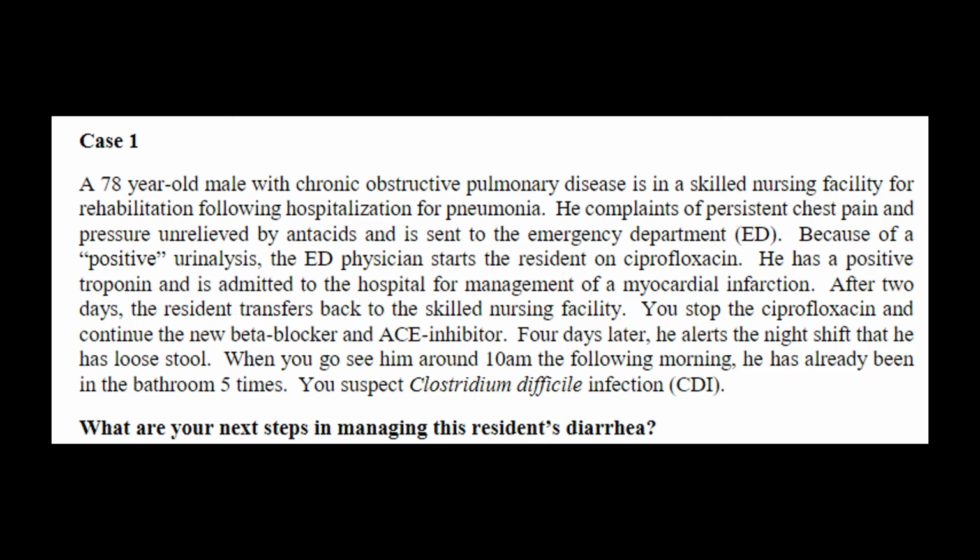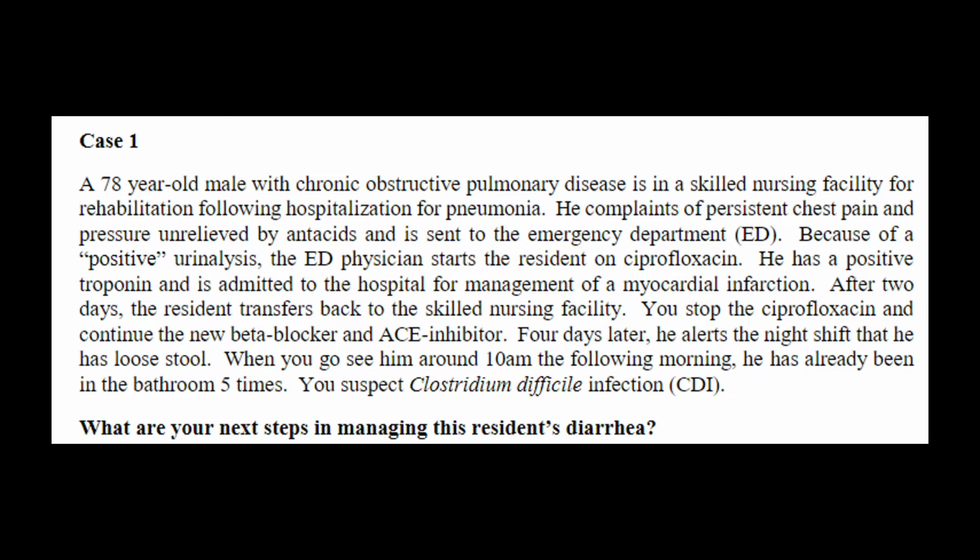Case 1. A 78-year-old male with chronic obstructive pulmonary disease is in a skilled nursing facility for rehabilitation following hospitalization for pneumonia. He complains of persistent chest pain and pressure unrelieved by antacids and is sent to the emergency department. Because of a positive urinalysis, the ED physician starts the resident on ciprofloxacin. He has a positive troponin and is admitted to the hospital for a myocardial infarction. After 2 days, the resident transfers back to the skilled nursing facility. You stop the ciprofloxacin and continue the new beta blocker and ACE inhibitor.